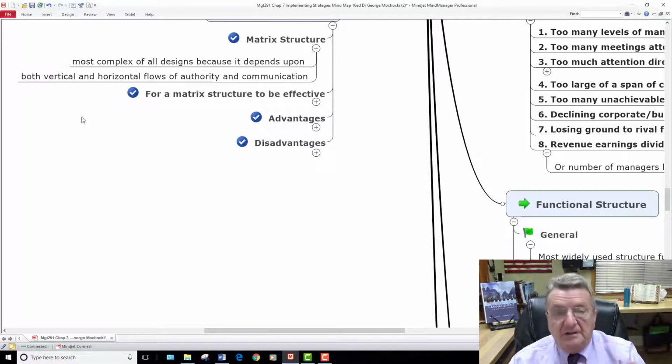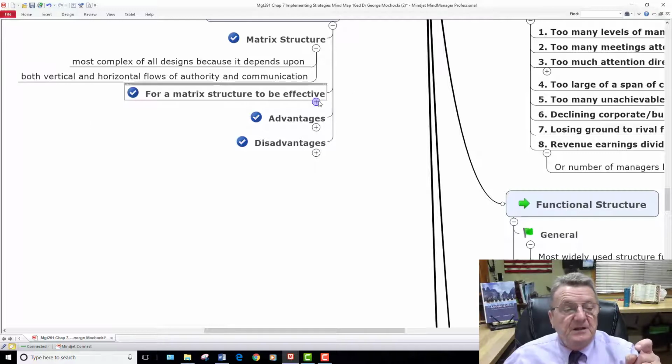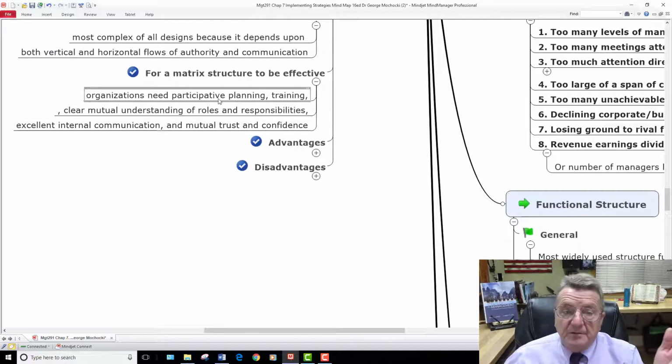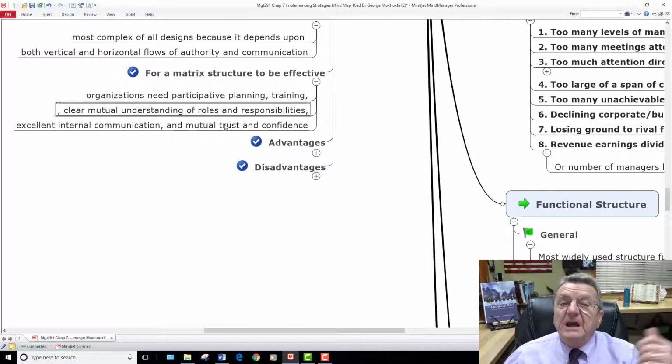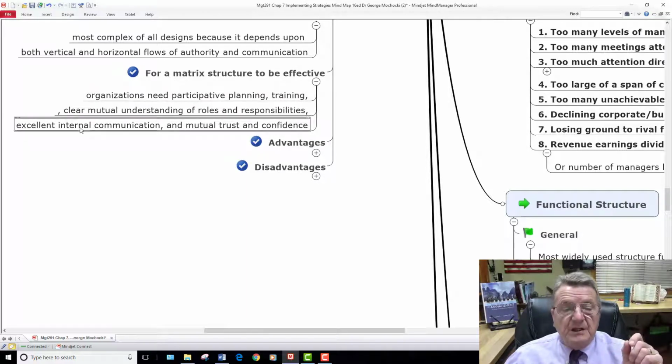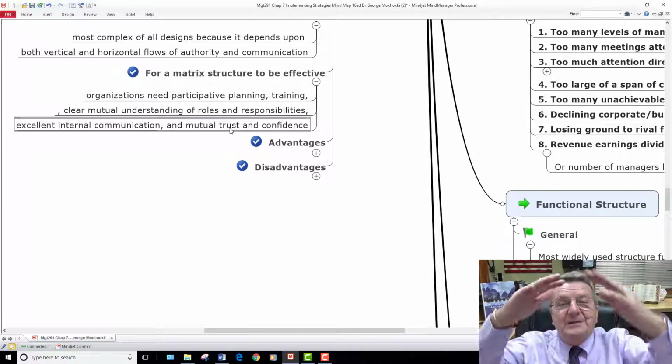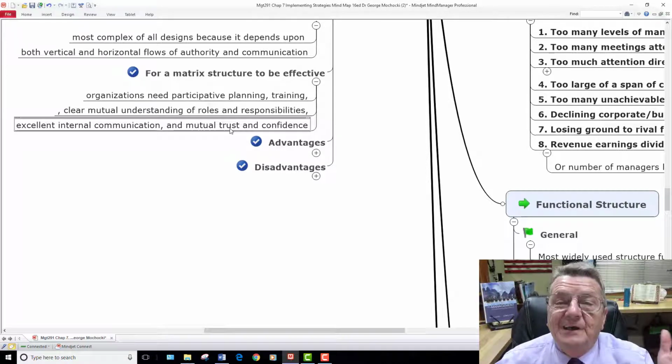So you need to have a matrix structure, but right managers who know how to work in that type of environment. Okay, for a matrix structure to be effective, see what they say. The organization needs participative planning and training, clear mutual understanding of roles and responsibility, excellent internal communication, and mutual trust for one manager over the other. And I'm trying to take advantage. At that level, it's very competitive because they all want to be the big kahuna.